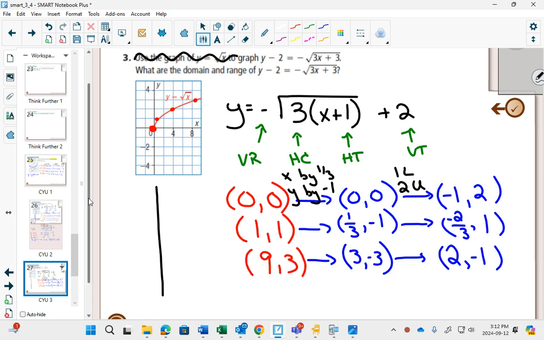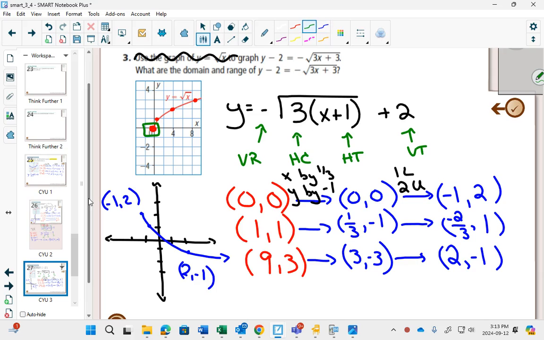Again, I'm going to draw this off to the side here. So negative 1, comma 2. Negative 2/3, comma 1. Maybe I don't even just estimate where negative 2/3 would be. And then 2, comma negative 1. There's our final graph. Some things that are important. This is the starting point. So I need to see which point that corresponded to.